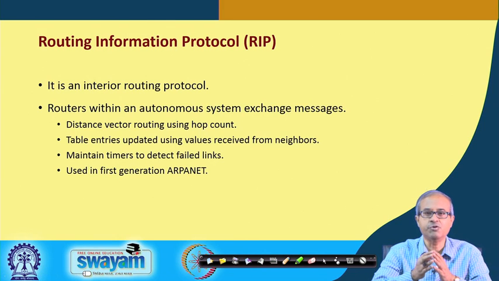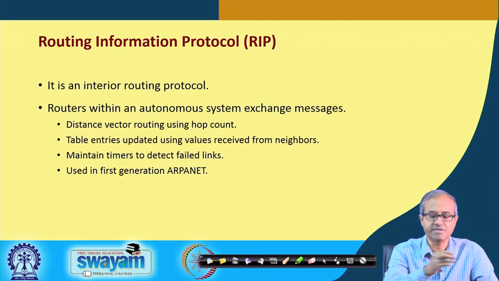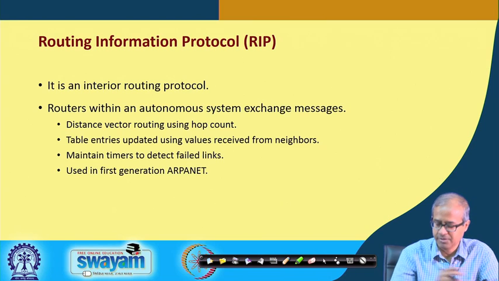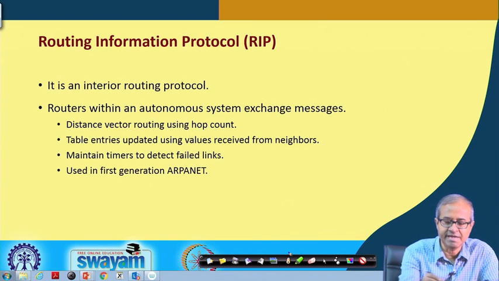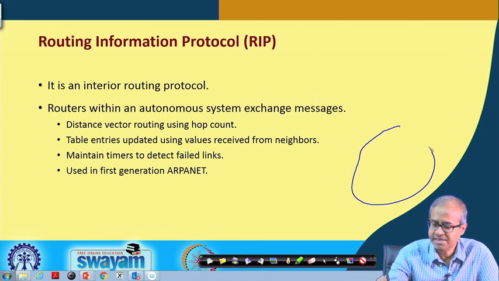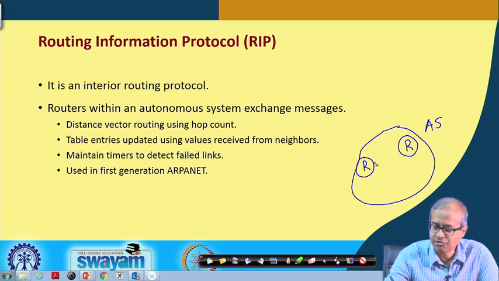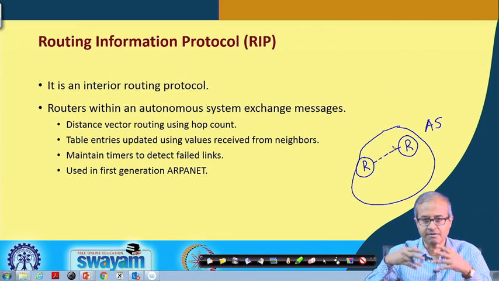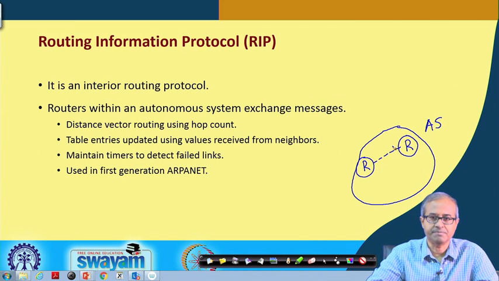Now, let us briefly look at these routing protocols one by one. First, we talk about RIP, the Routing Information Protocol. Now, I mentioned already, it is an interior routing protocol meant to be used inside an autonomous system. If this is an autonomous system, routers that are present inside this AS will be using RIP to exchange information for updating their routing tables.